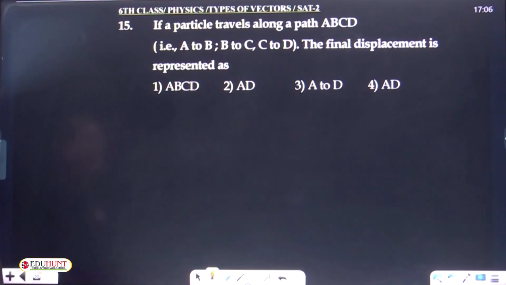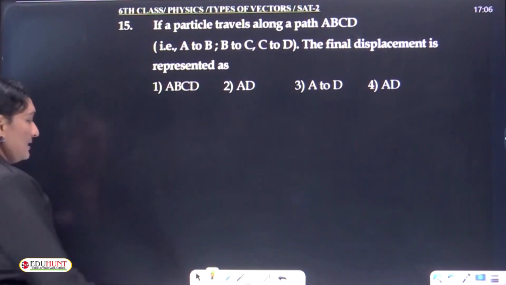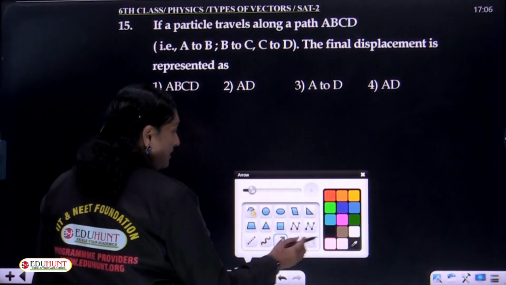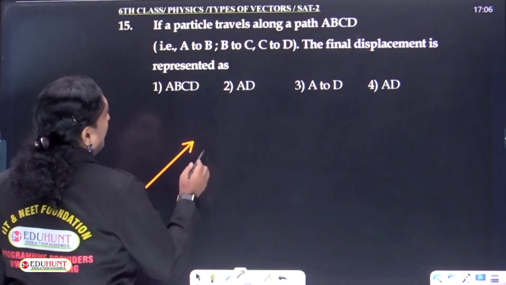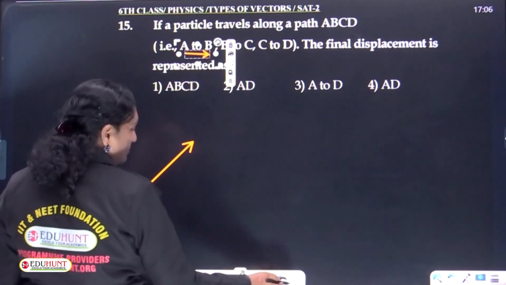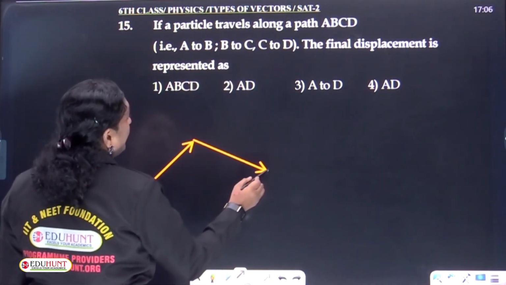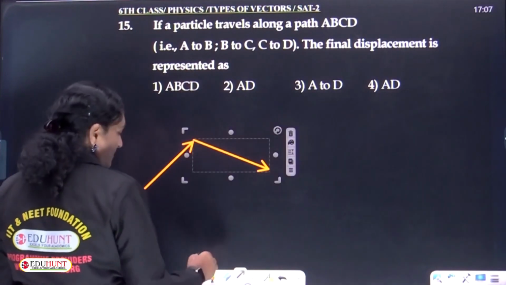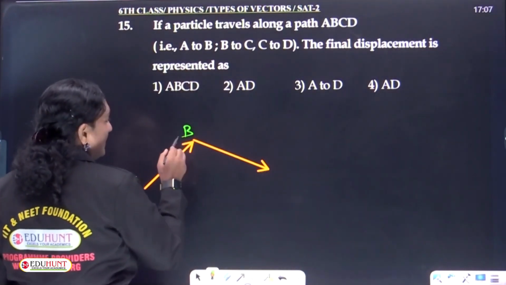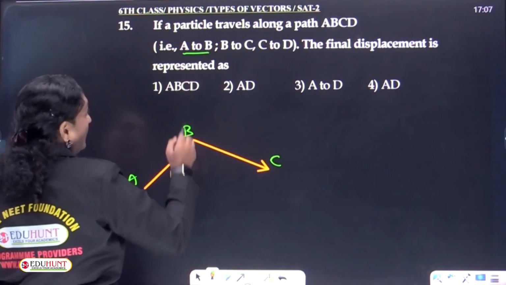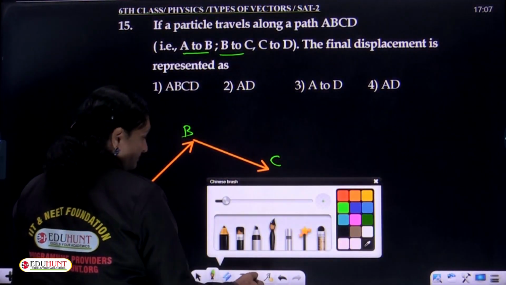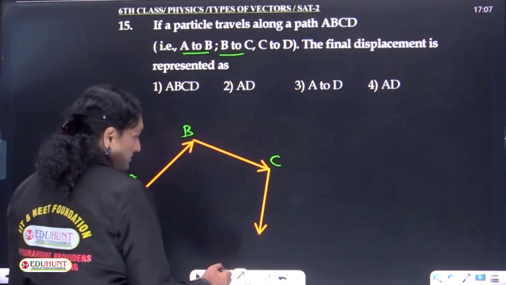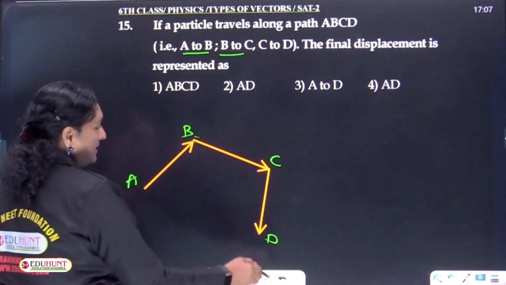So now let us move to the last question, children. If a particle travels along a path A, B, C, D, how is the motion of the particle? So this particle moves first from A to B, then B to C, and then C to D. Let me name them. This is A, this is B, B to C, and C to D, something like this.